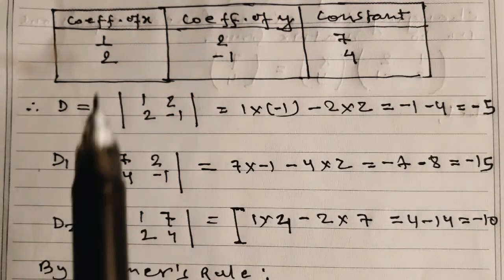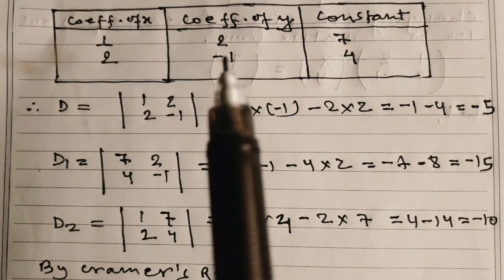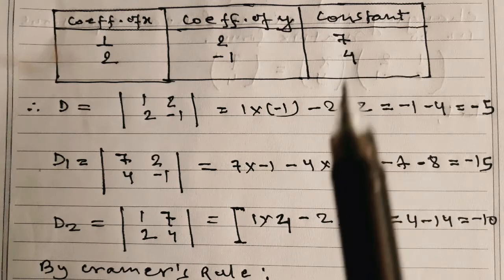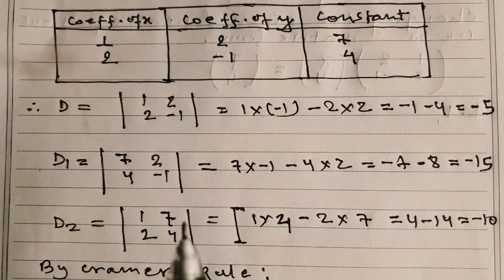So D2 is the determinant of 1, 2, then we cancel the coefficient of y, and the coefficient of y we replace by 7, 4. So D2 is the determinant of the coefficient of x and constant. Now let's take the cross product of the diagonals and take the difference. So 1 into 4 minus 2 into 7. That means 1 into 4 we get 4, minus 7 into 2 we get 14. 4 - 14 we get -10.